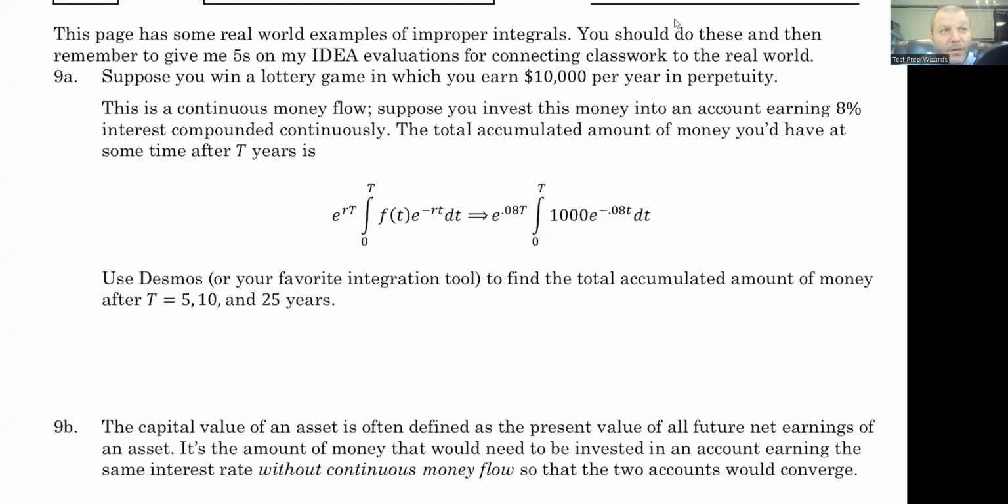So question 9a, we have a real world example, right? We know integrals give us the total accumulation. So this would give us the total accumulation of money that was compounded continuously. You might recognize it as that P e to the rt formula.